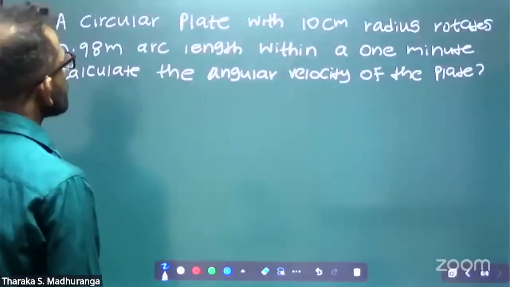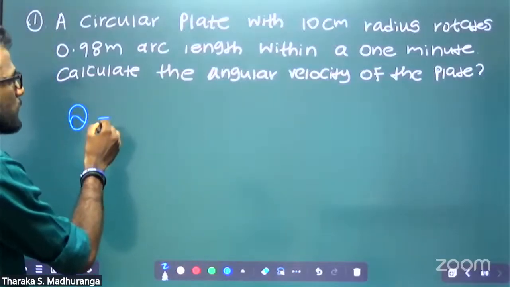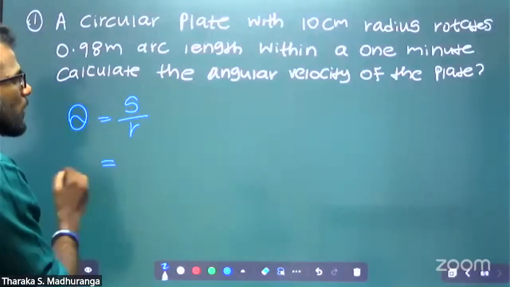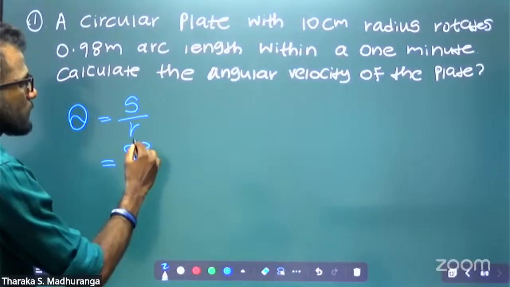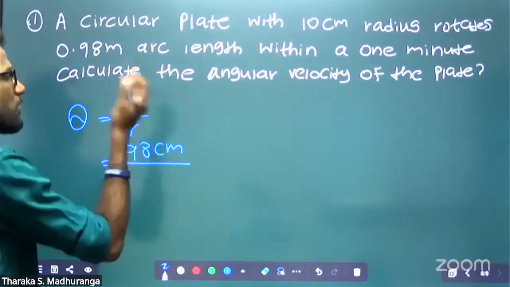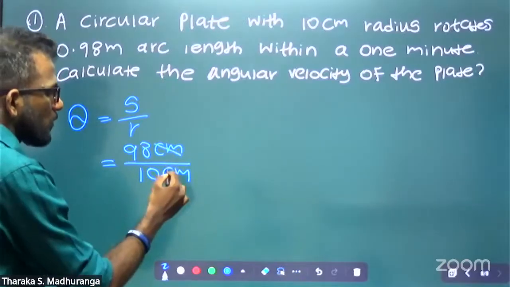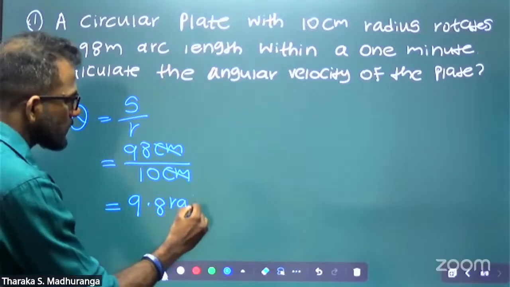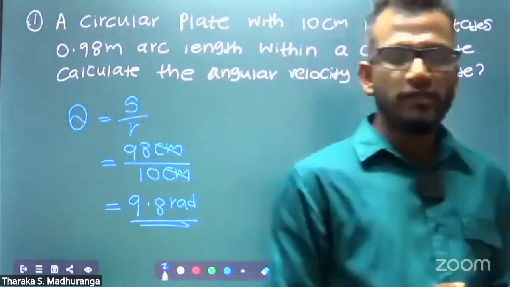Okay, now what's the method? First of all, you need to find the theta. Theta means angular displacement, which is S over R. The S is 98 centimeter or 0.98 meter, divided by 0.1 meter, which is 10 centimeter. It is easy. 98 divided by 10 is 9.8 radian. Theta is 9.8, it is correct.